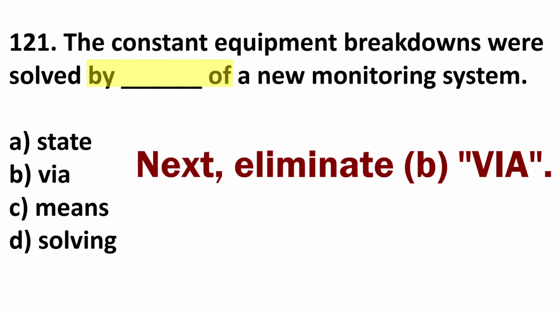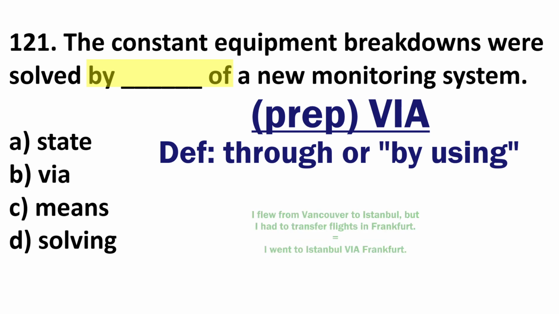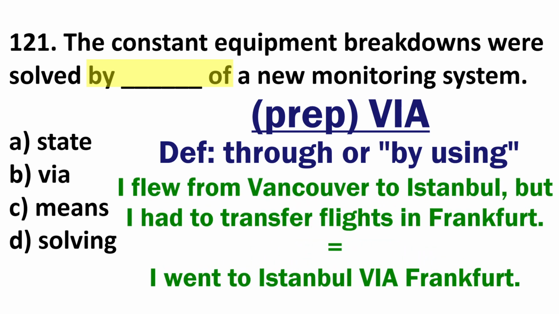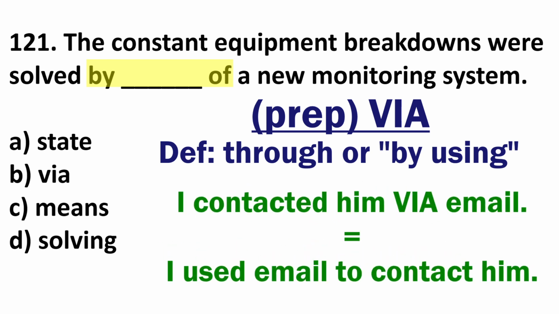Next, eliminate via. Why? Well, via is a preposition that has two meanings. It can mean through this place. For example, I flew from Vancouver Island to Istanbul. I had to transfer flights in Frankfurt. So I went to Istanbul via Frankfurt. I went through Frankfurt. Or I entered via the window. What's wrong with me? Why am I entering through a window? I don't know.